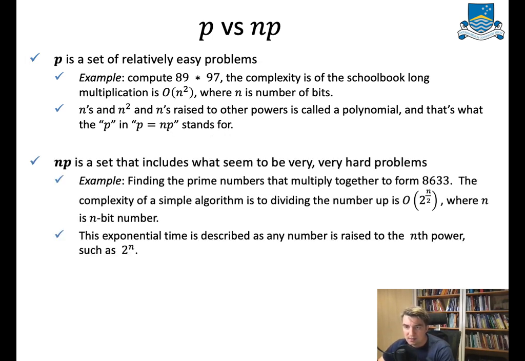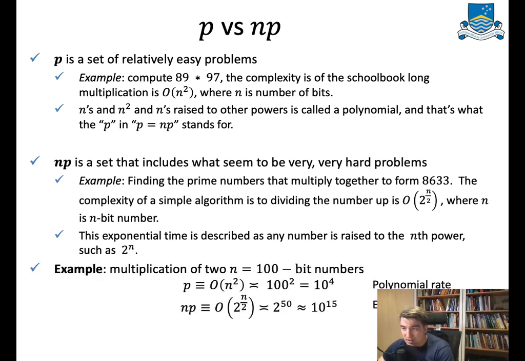NP is a set that includes what seem to be very hard problems. So, for example, finding the prime numbers that multiply together to form the number 8633 is a much harder problem than just multiplying 89 and 97, which are actually the factors of this number. The complexity of a simple number factoring algorithm is O(2^(n/2)), where n is the number of bits. The number of required operations grows exponentially, which is much faster than a polynomial.